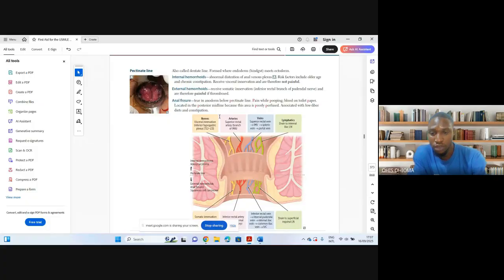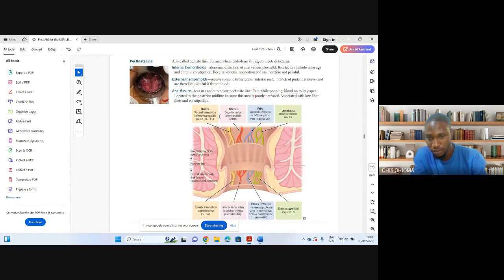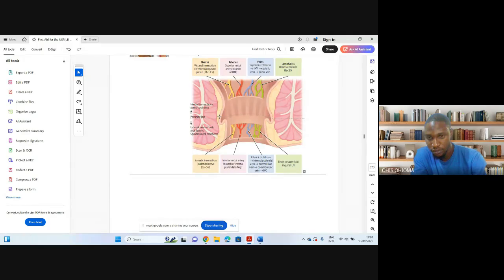The next thing we're going to talk about, I don't know, do we have any questions here? Okay. What drains the upper part is the internal iliac lymph node. And what drains the lower part below the dentate line is the superficial inguinal lymph node. Very high yield for the exam. Okay.